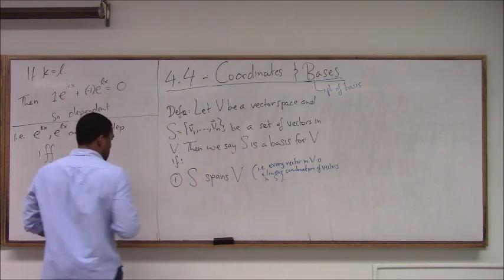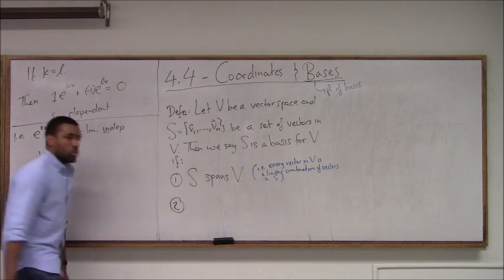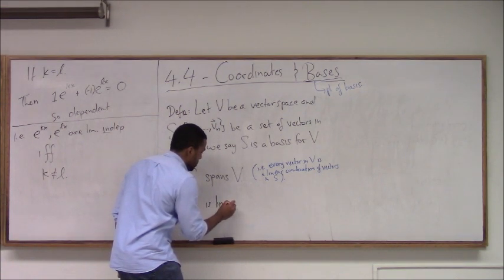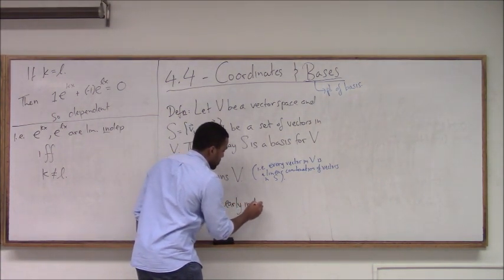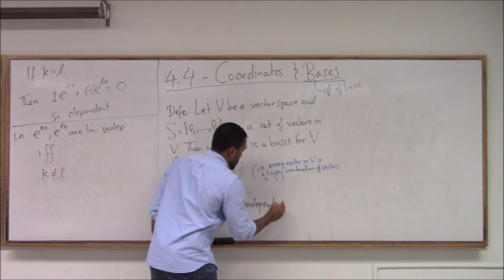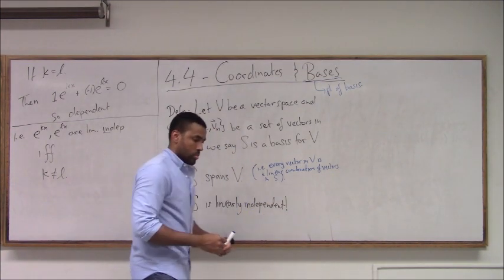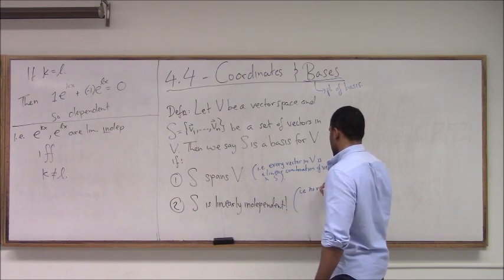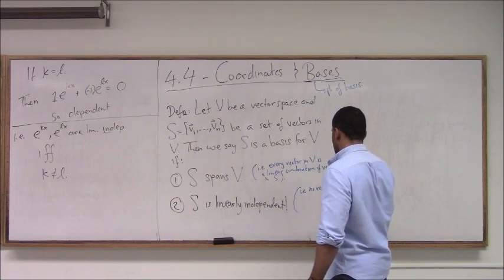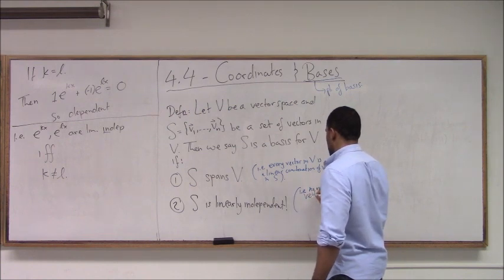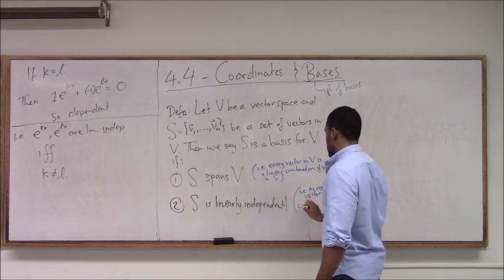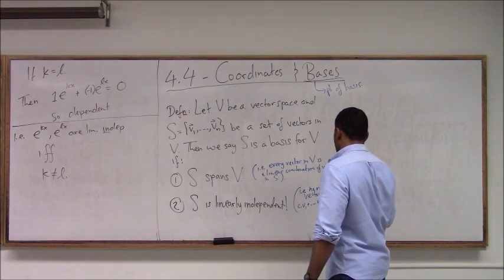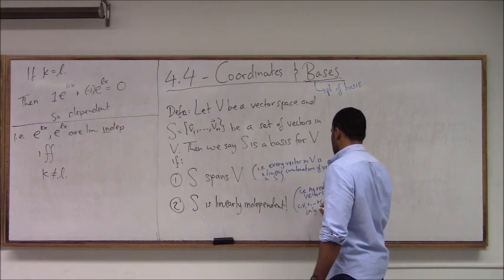We spoke about that a couple lectures ago. And two, S is linearly independent, i.e., no redundant vectors. More specifically, c1 v1 plus ... plus cn vn equals 0 only has the trivial solution.